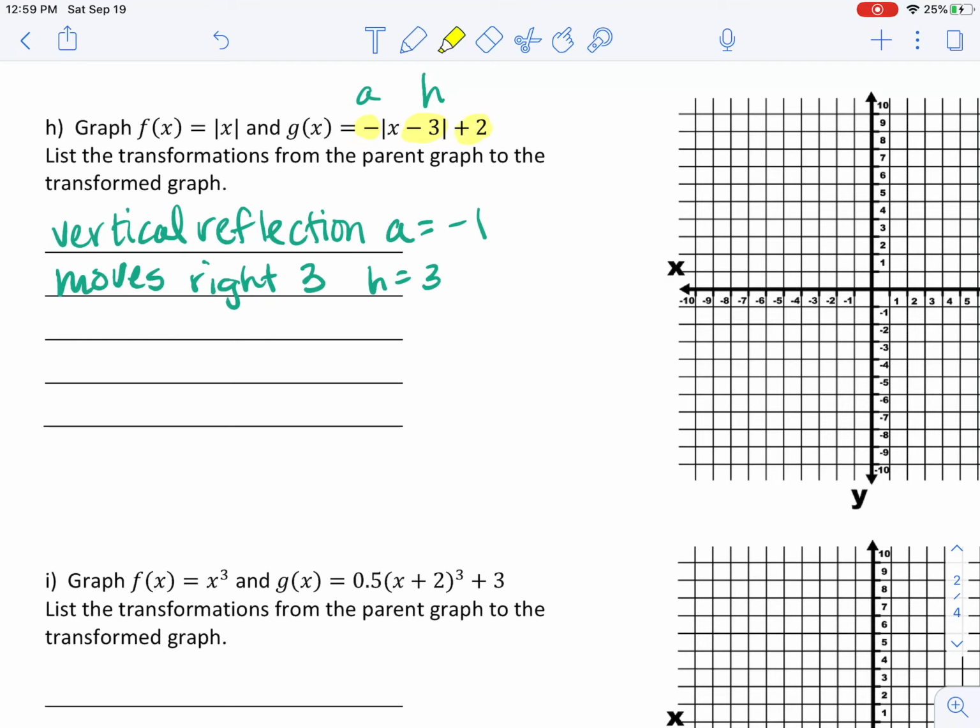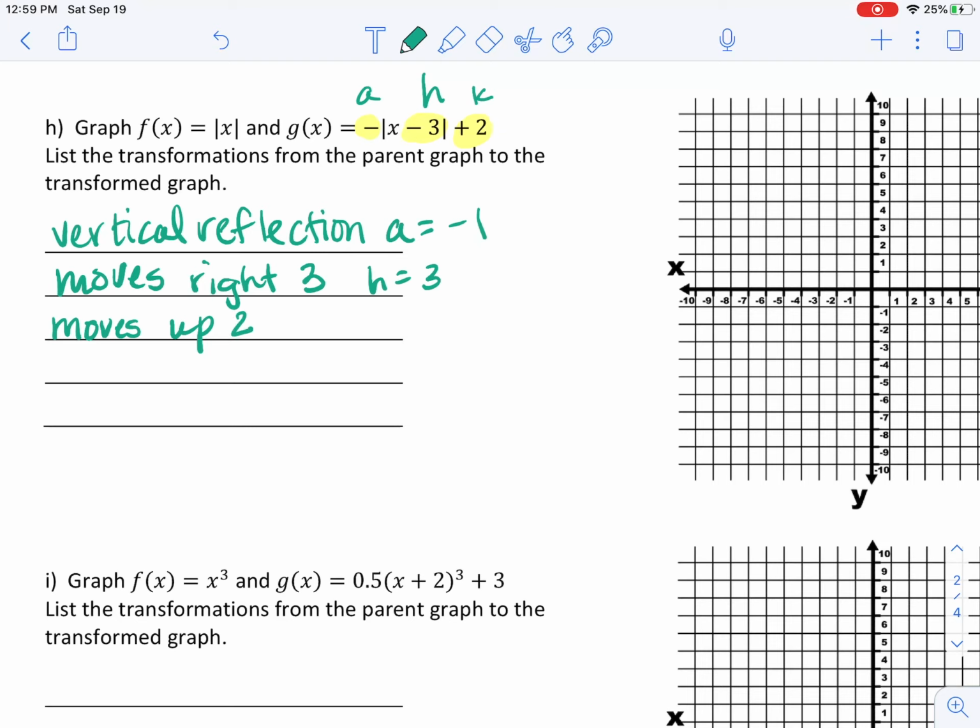Our k is outside of either the parentheses, the absolute value, the square root. It's not grouped with the x. It is outside of that grouping. And that's your vertical move of either up or down, and it is what you see. So it's positive, moves up 2.